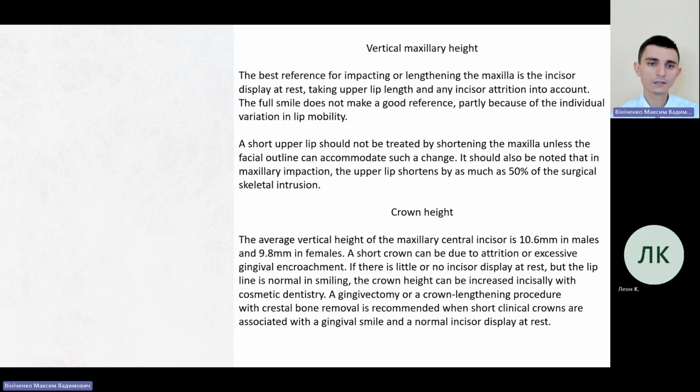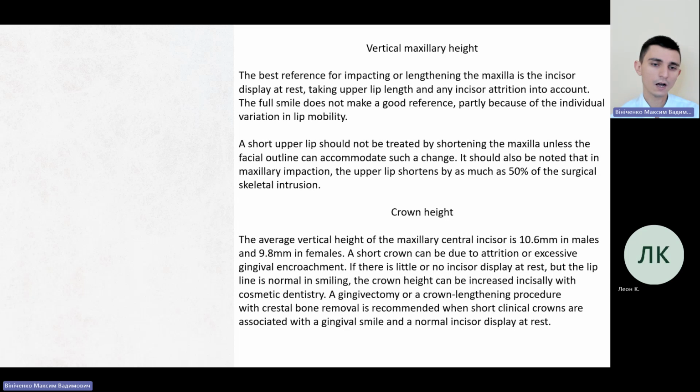The full smile does not make a good reference, partly because of the individual variation in lip mobility. A short upper lip should not be treated by shortening the maxilla unless the facial outline can accommodate such a change. It should also be noted that in maxillary impaction, the upper lip shortens by as much as 50% of the surgical skeletal intrusion.